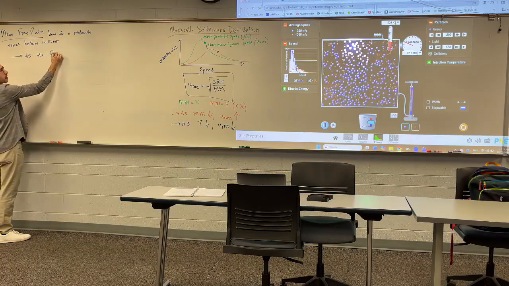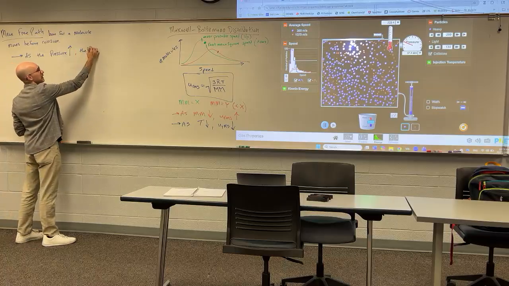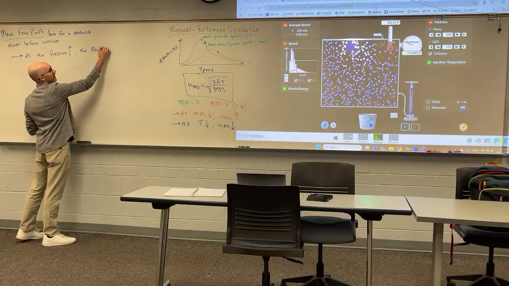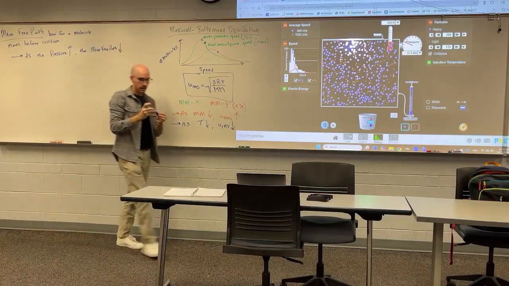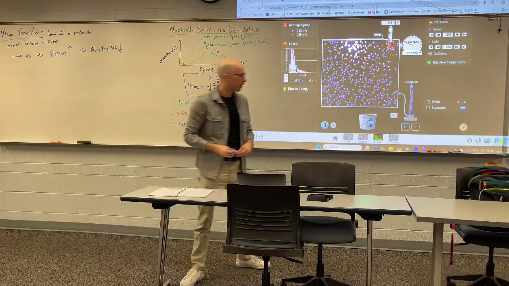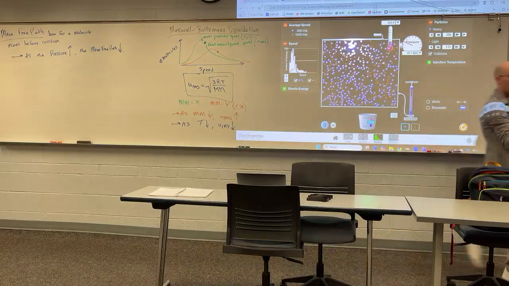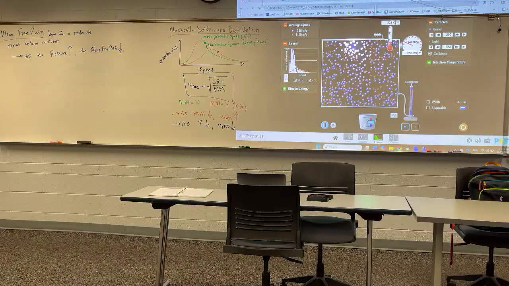As the pressure increases, the mean free path decreases. They have greater collisions at higher pressure, or they have more frequent collisions at higher pressure.